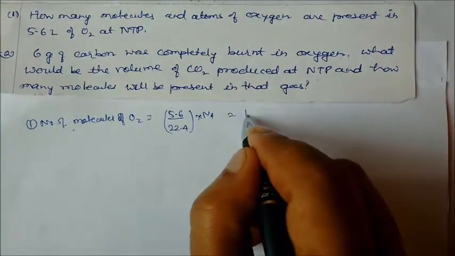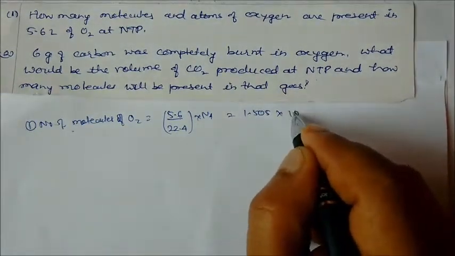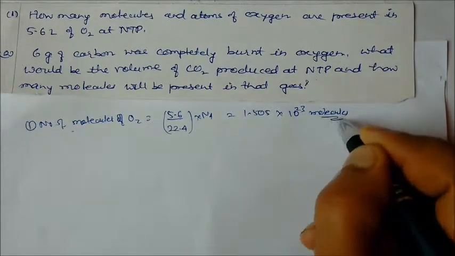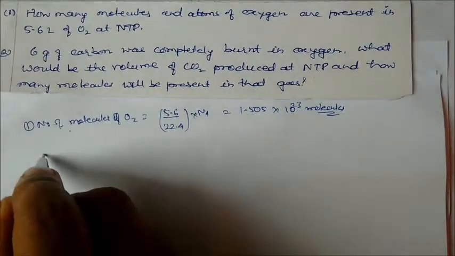So you will get here 1.505 into 10 to the power 23 molecules. So this is the given volume present in this one, oxygen. This is the molecules. So what is the number of atoms?